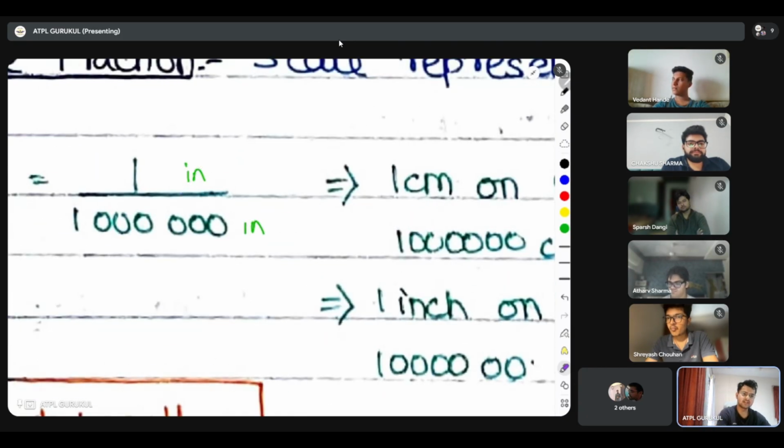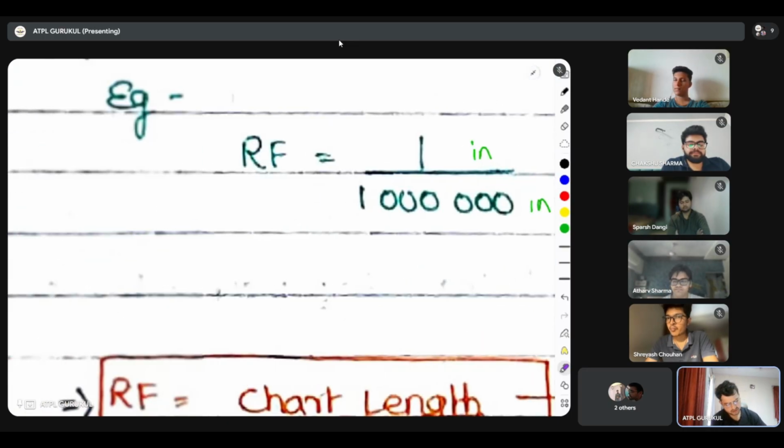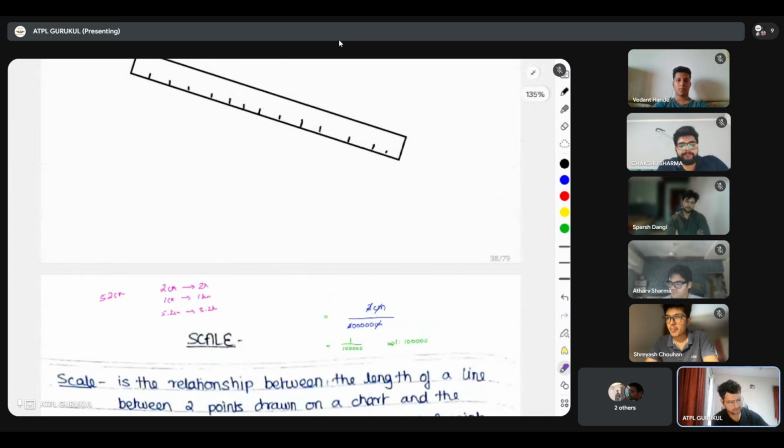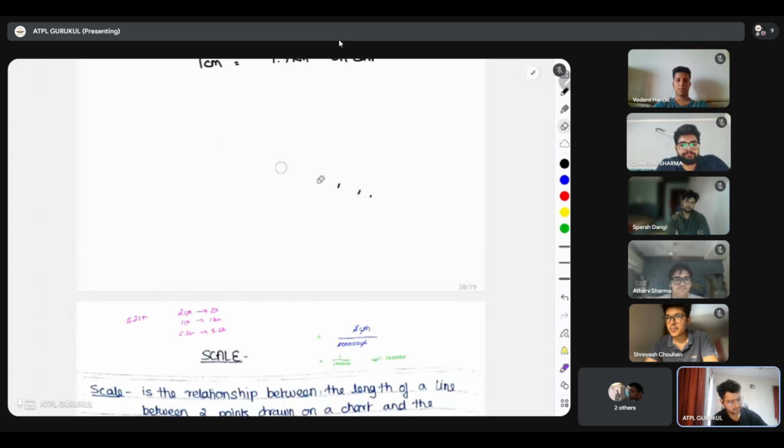Does this scale have a unit? No, it does not have a unit. It is simply a fraction. If I tell you the representative fraction is 1 divided by 100, acha, this is how I write it.